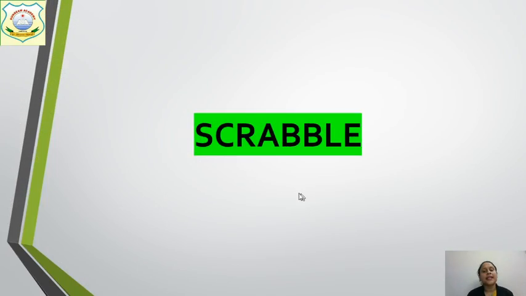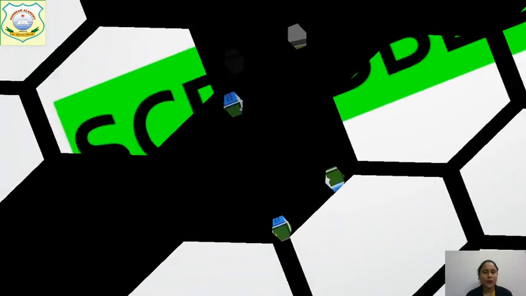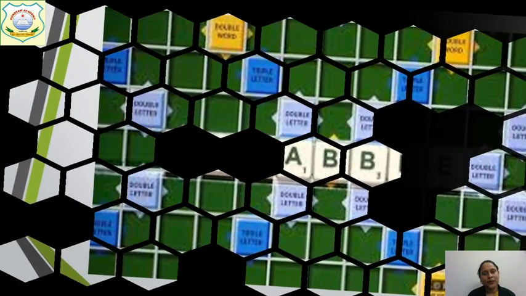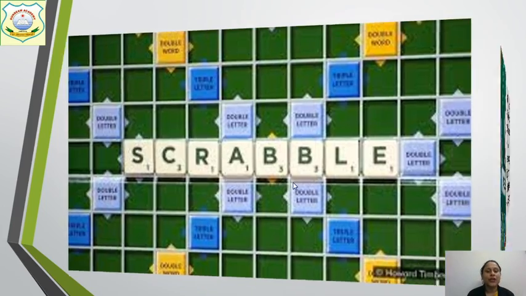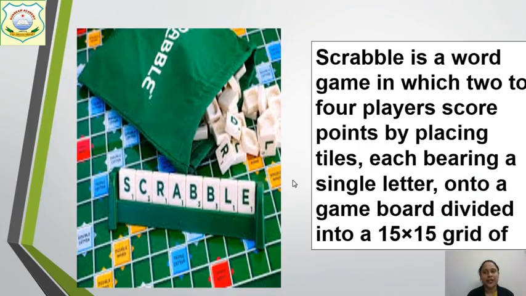Now the next board game is Scrabble. Now what is Scrabble? Let's see. You might have played Scrabble in your home. It is again a board game. Now this is the picture of Scrabble. What you have to do in Scrabble is, you have various letters. It is played between two or more players. You have to arrange the letters to form a word.